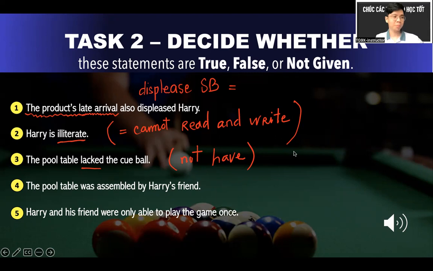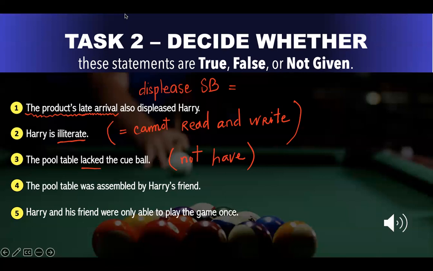So you both choose not given for this question? Yeah. He doesn't have a keyboard, but his friend does. So when his friend finishes the game, he can borrow it.